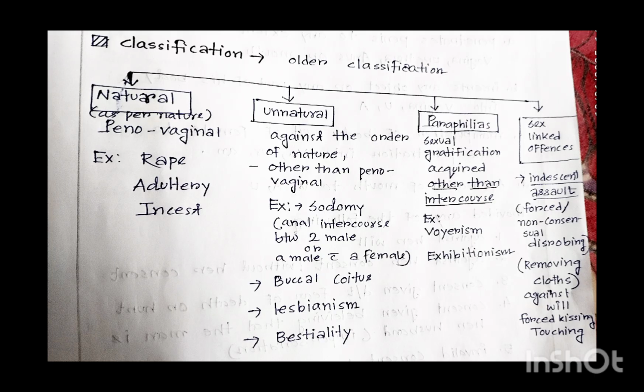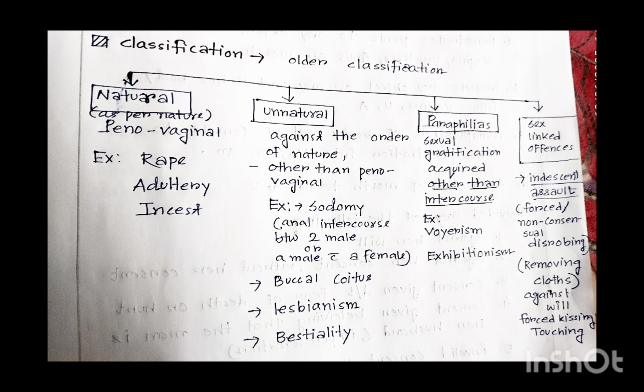Another one is unnatural sexual offenses, that is against the order of nature, that is other than penovaginal intercourses. Example, sodomy, where anal intercourses between two men or a male with a female. Another one is buccal coitus, that is use of mouth during intercourse or insertion of penis into the mouth. Another one is lesbianism and bestiality. We know about this in later part.